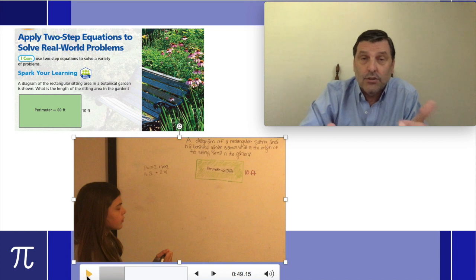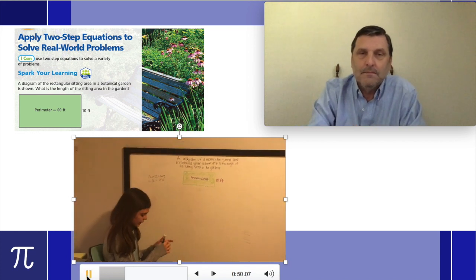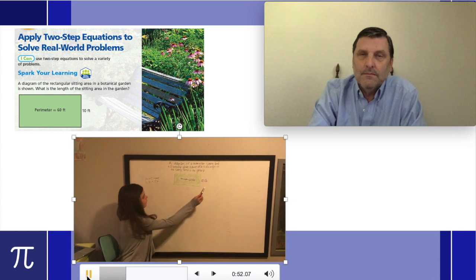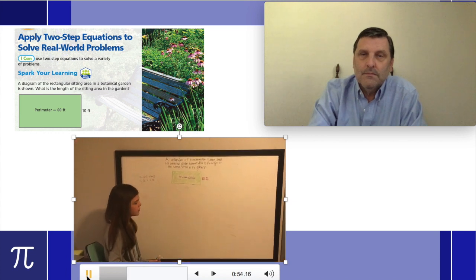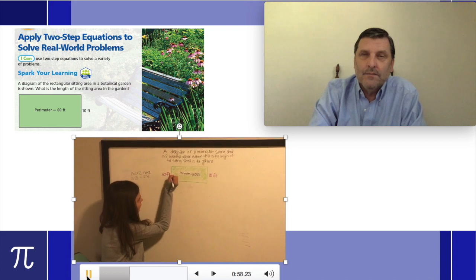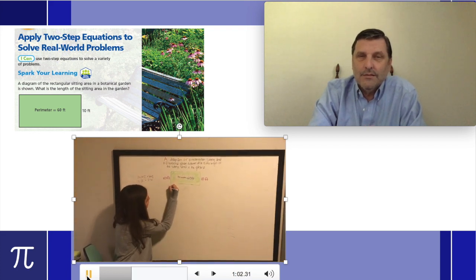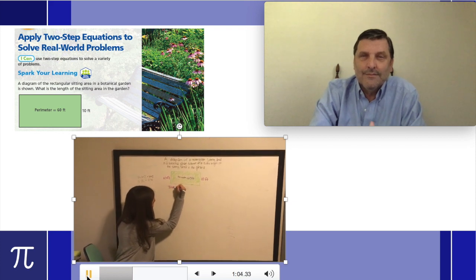As Charlotte so eloquently put it, it's 2 times the length plus 2 times the width. Because we know a rectangle has congruent sides that are opposite. Okay. So I know that these 2 sides are congruent, which means they're equal. So I know that this equals 10 feet also. Adding that together, your total width, 20 feet.